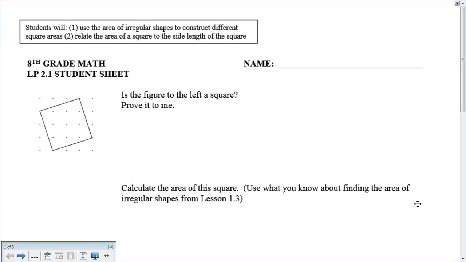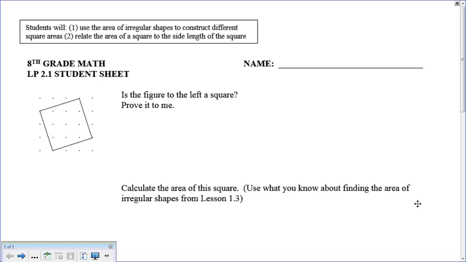All right, so at the end of investigation 1.3, we started working on calculating the area of irregular shapes, right? Finding those areas. So over here, this is a square. What do you notice about this square? Yeah, it's tilted, right?